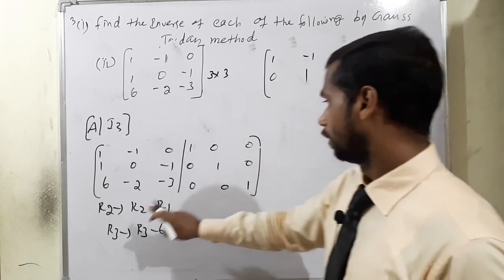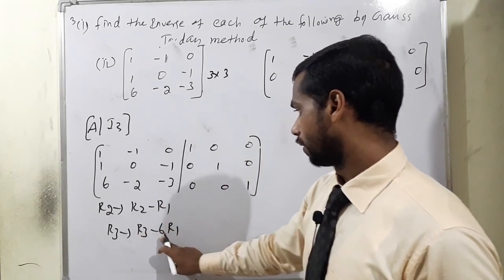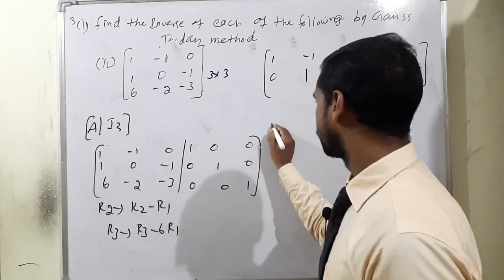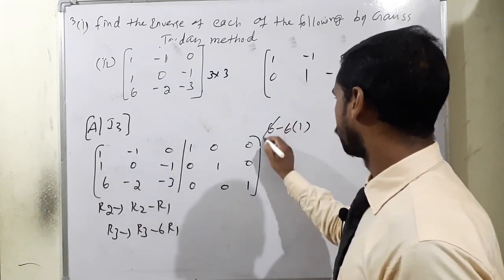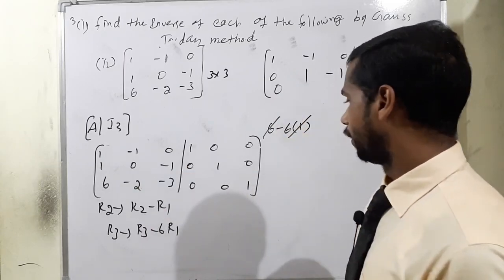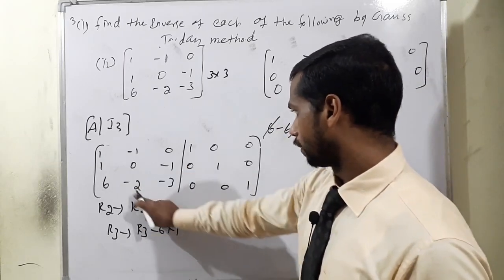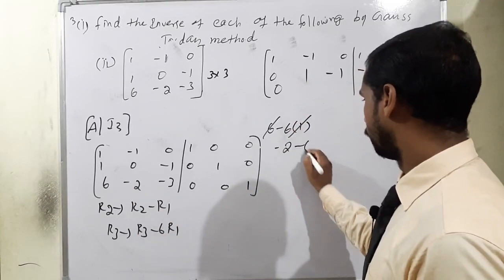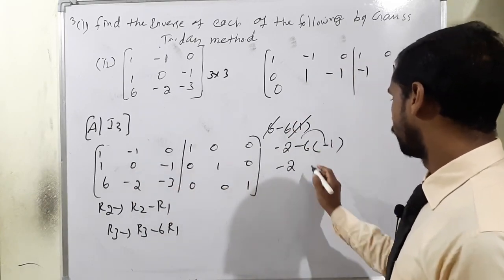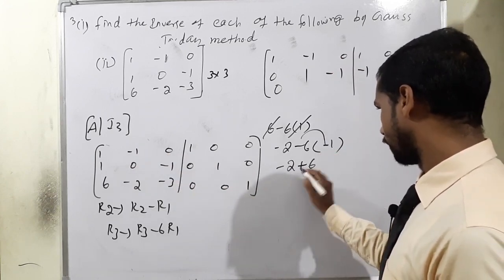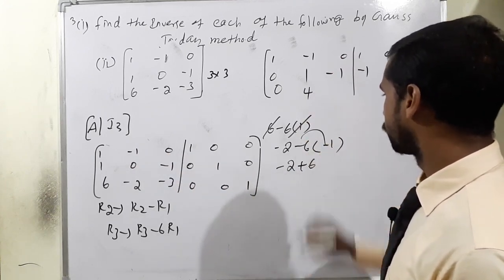Next condition, each and every time into 6, isn't it? So into 6 means R3 value, already 6 is there. 6 minus 6 into R1 value 1 is there. Therefore positive 6, negative 6, 0. Next one, R3 minus 6. So minus 2, then minus 6 into R1 value minus 1. Therefore minus 2, minus into minus plus 6. Minus 2 plus 6 means positive 4.